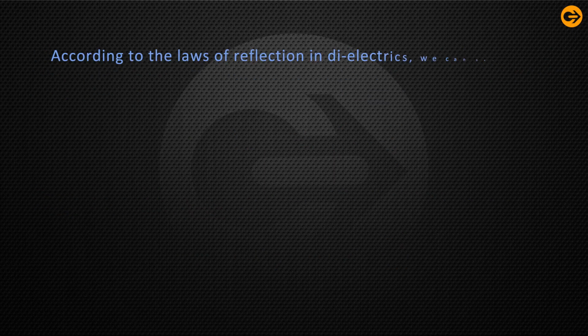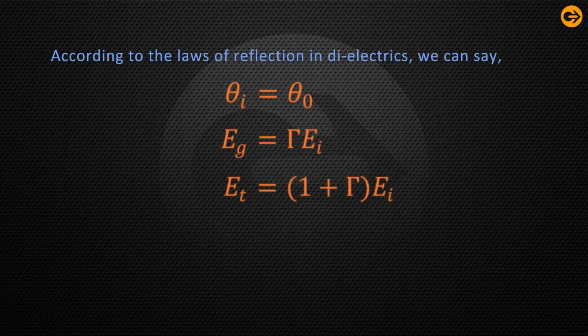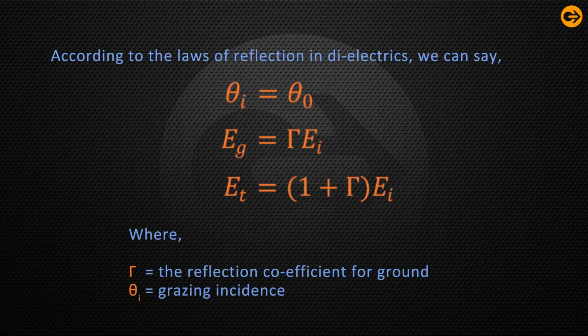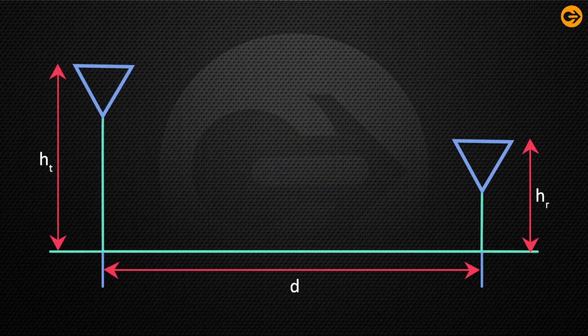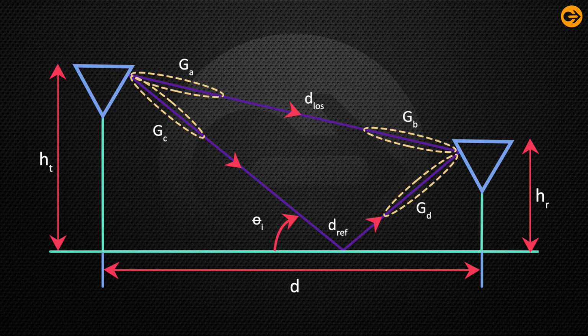According to the laws of reflection in dielectrics, θi is equal to θ0, and Eg is equal to Γ multiplied by Ei, and Et is equal to (1 + Γ) multiplied by Ei, where Γ is the reflection coefficient for the ground and θi is equal to grazing incidence. The received signal contains two types of components: the LOS ray that propagates through free space from the transmitter and the reflected ray from the ground surface.